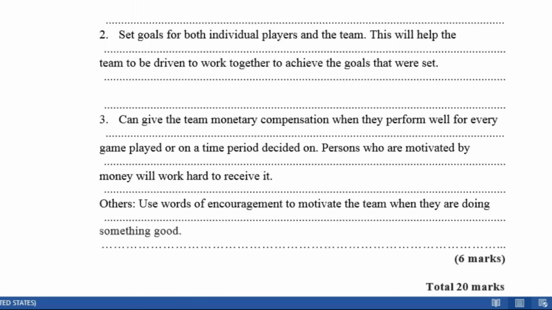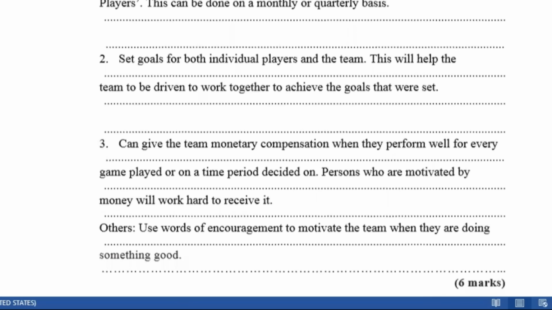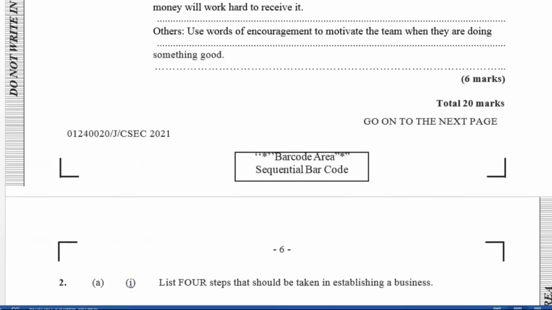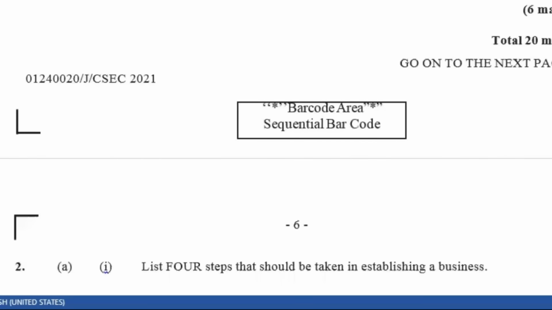So you realize that this is 2 marks each. And the fact that you're asked to outline it, you cannot just state it or say give awards to team members and stop there. No, you have to give a brief explanation of what you're saying, because it's 2 marks. Okay? So we are moving on to question number 2.